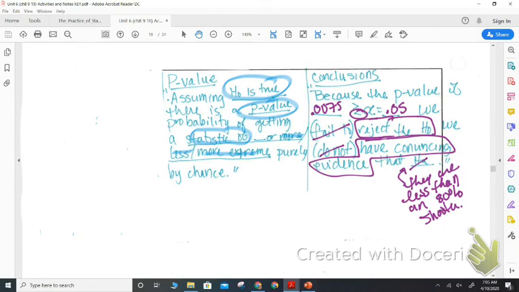So our sentence in our example would be something like, because the p-value of 0.0075 is less than our alpha value of 0.05, we reject the null. We have convincing evidence that this person is really less than an 80% shooter.